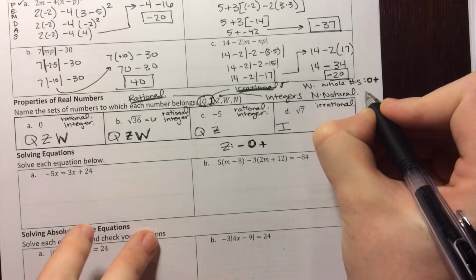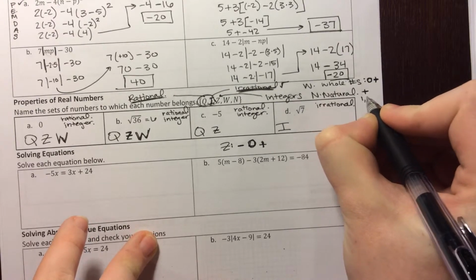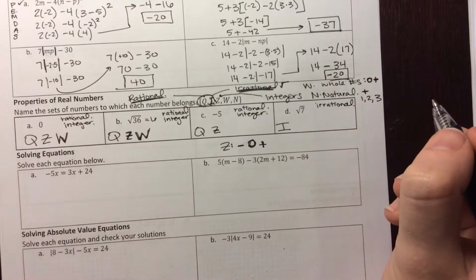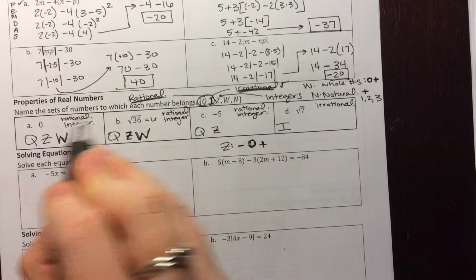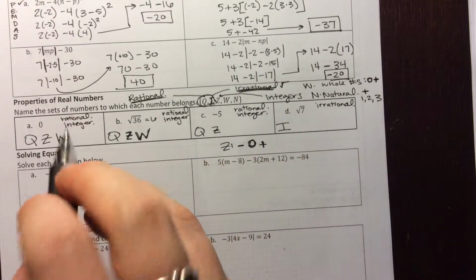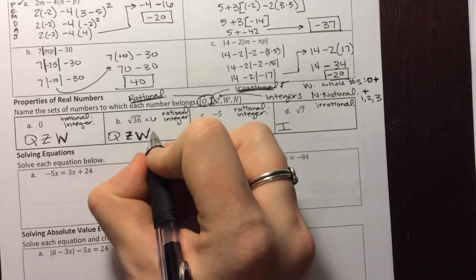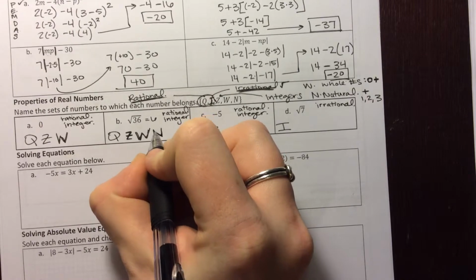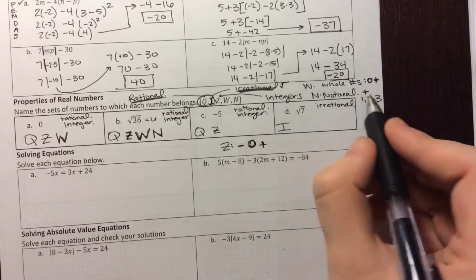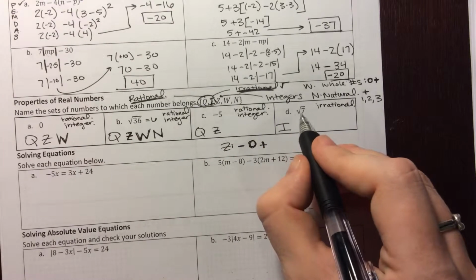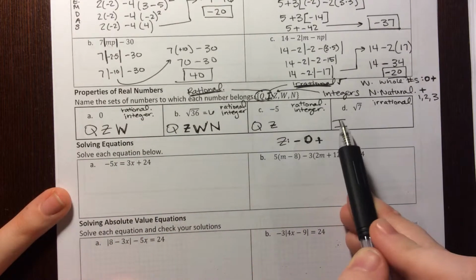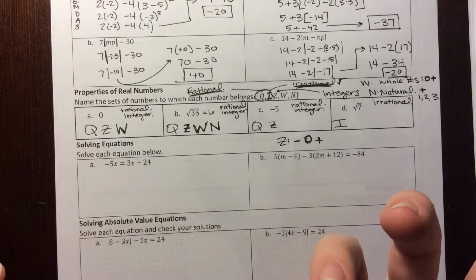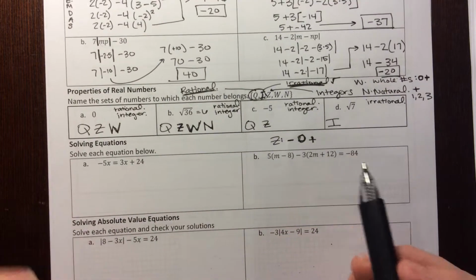Okay. Natural numbers are just positive numbers, and they're like 1, 2, 3. They have to be whole numbers as well. They can't be decimals or fractions. So is 0 a natural number? No, because natural numbers don't include 0. Is 6 a natural number? Yes, it's one of the counting numbers, so we can say it's a natural number. Is -5 a natural number? No, because it's negative. And this one, no, because it's got a decimal place. So this one is Q, Z, W, N, and the last is Q, Z, I. Those are all the sets of numbers that those numbers belong to.